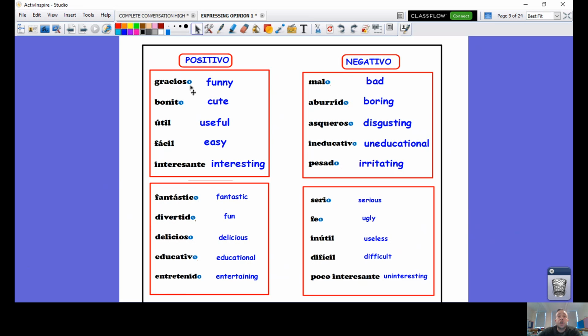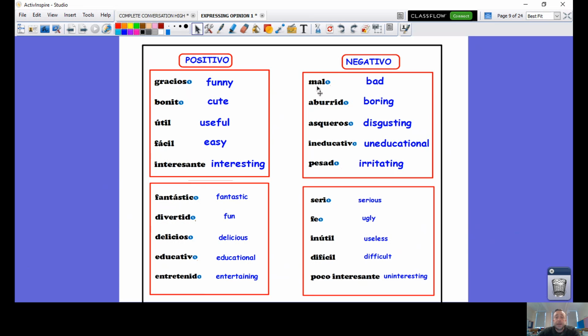We have gracioso, bonito, útil, fácil, interesante, fantástico, divertido, delicioso, educativo, entretenido. Here is our bank of negative adjectives.